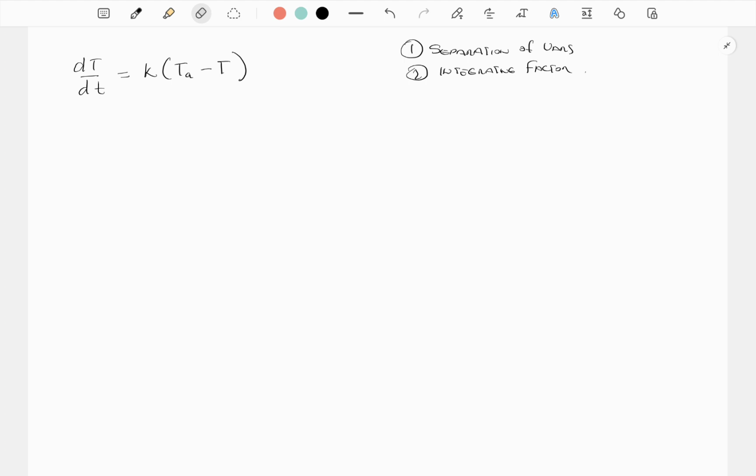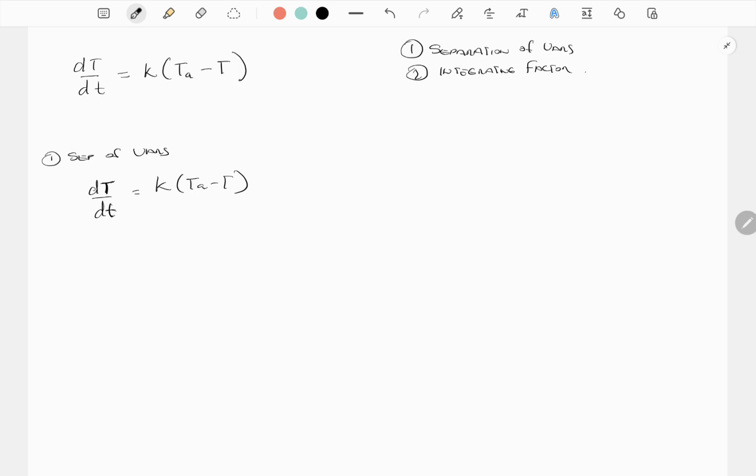Okay, first, let's cover separation of variables. This is pretty quick and easy. So number one, separation of variables. Okay, cool. What are we going to do? So dT/dt is k times (TA minus T). What do we have to separate? We have to separate the temperature and the time. Those are the two variables.